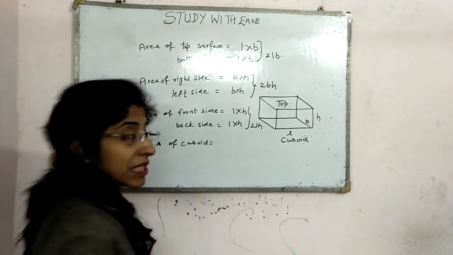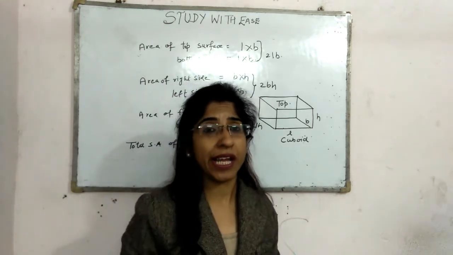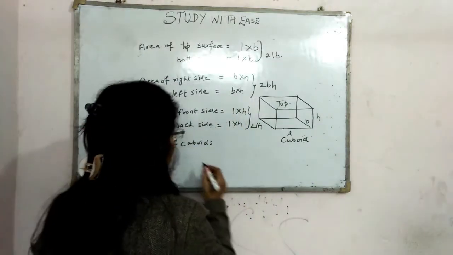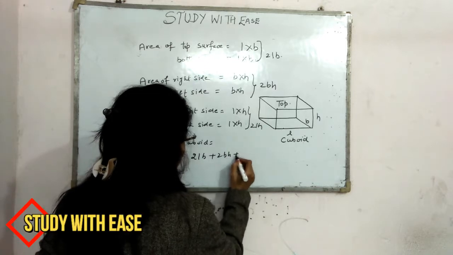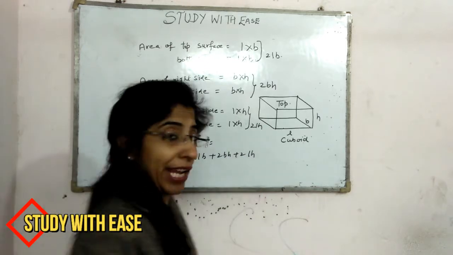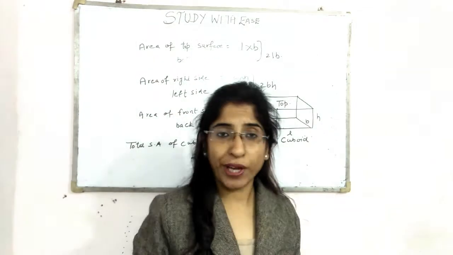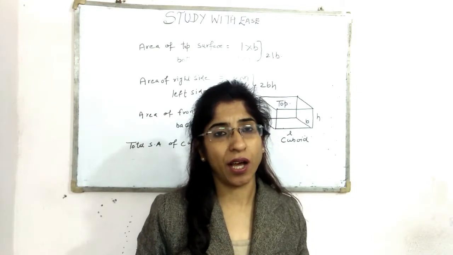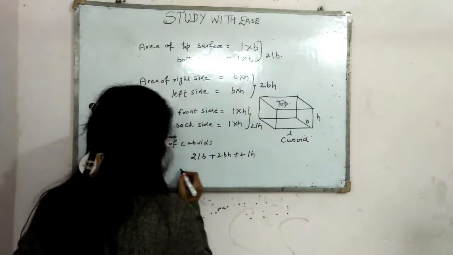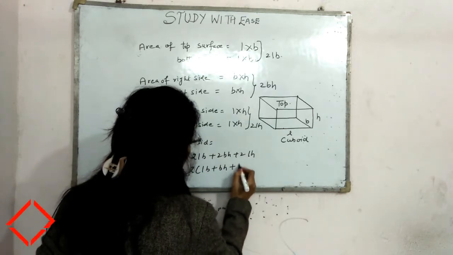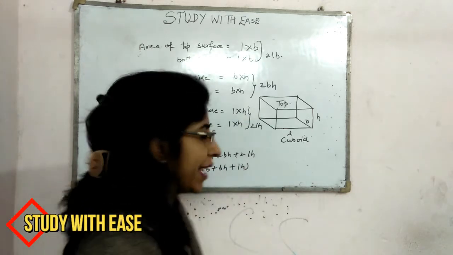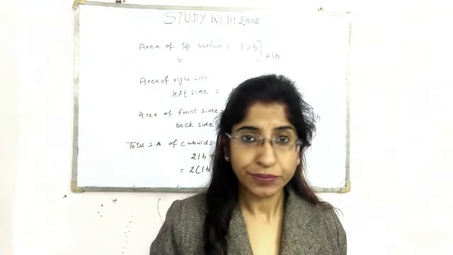It is quite simple. If I join all the areas of the 6 surfaces, you can see here 2LB, 2BH and 2LH. Now we are going to find the total surface area of the cuboid. I am taking 2 common. So, this is the total surface area of the cuboid.